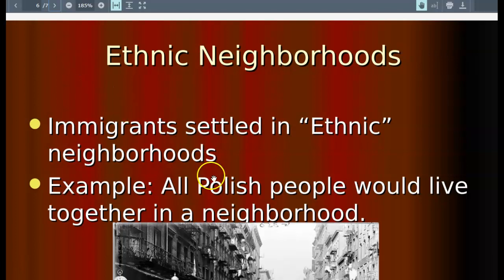So, an example, all Polish people would live together in a neighborhood, just so that they would feel like they were back in their old country, with people that had similar language, that looked like they did, that could possibly give them jobs, that had the same religion. So this is kind of the idea of ethnic neighborhoods, being near people that are like you.